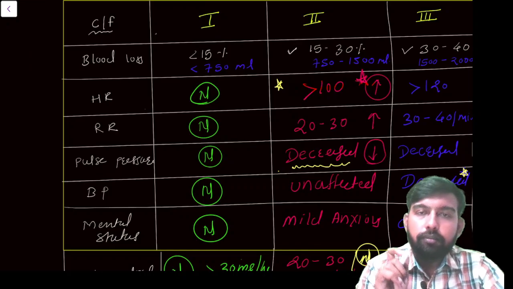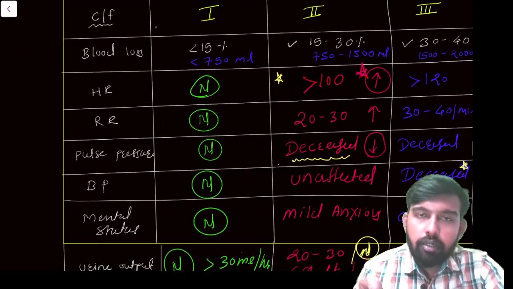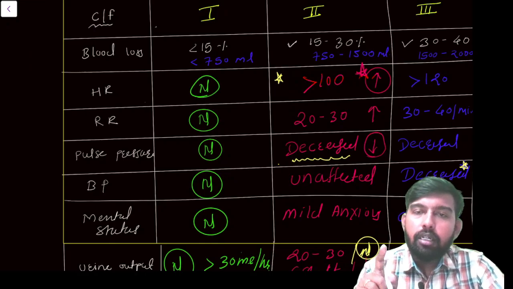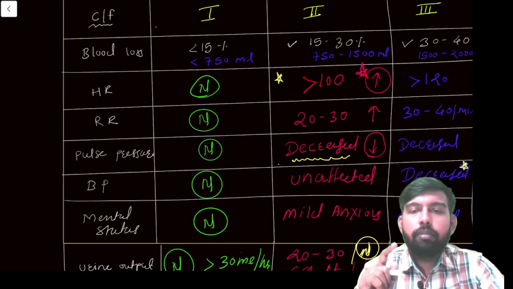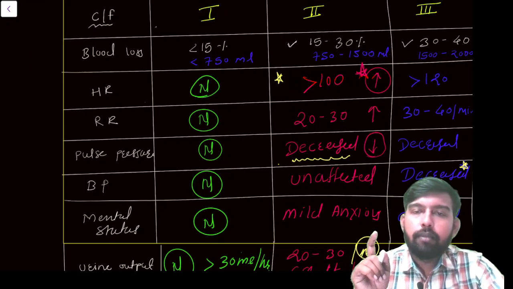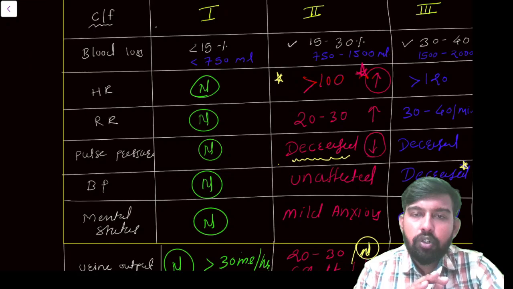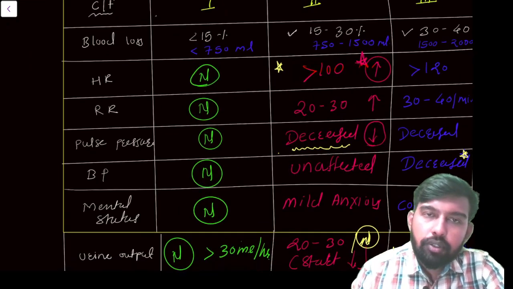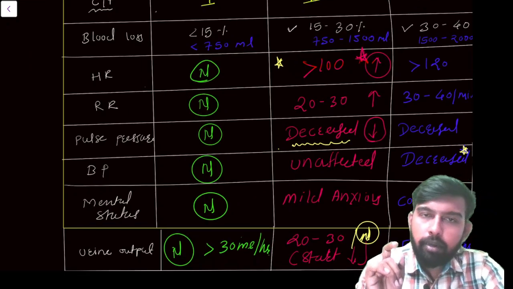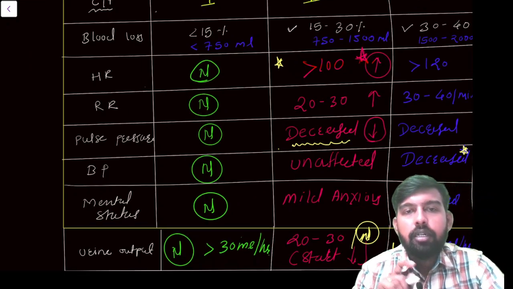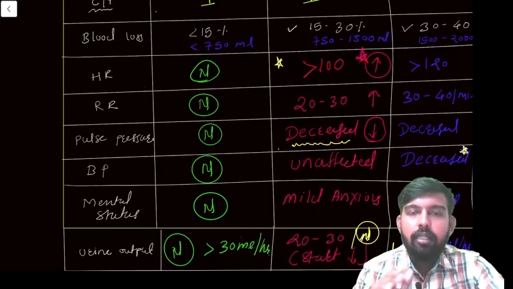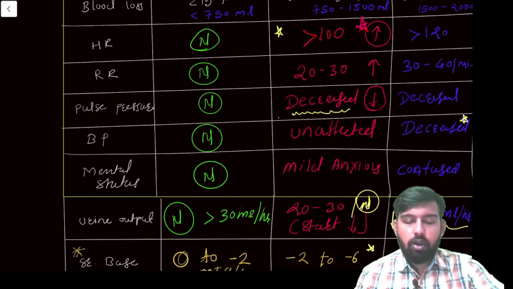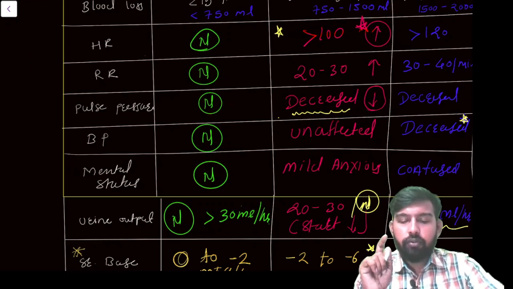So in case of a class 1 shock, there could be a compensatory mechanism of the body. The amount of blood loss could be compensated by the compensatory mechanism. There is no change in the clinical parameters in the body due to class 1 shock. So the heart rate, respiratory rate, pulse pressure, blood pressure, mental status and urine output, all the parameters would be normal in case of a class 1 shock.